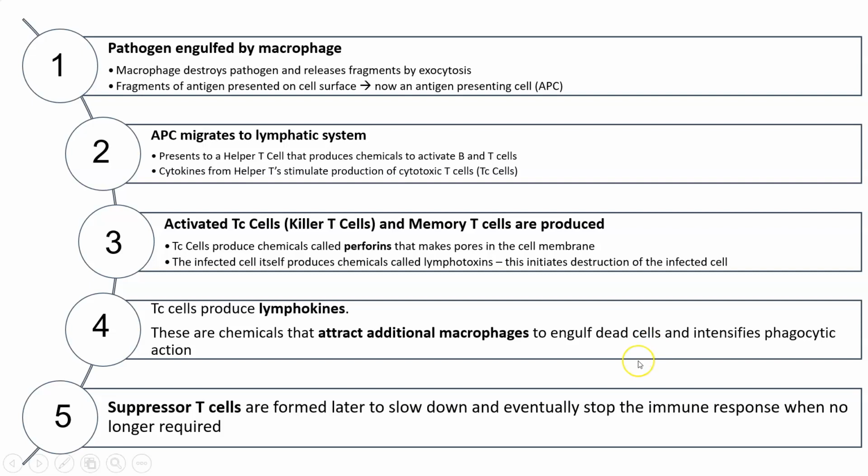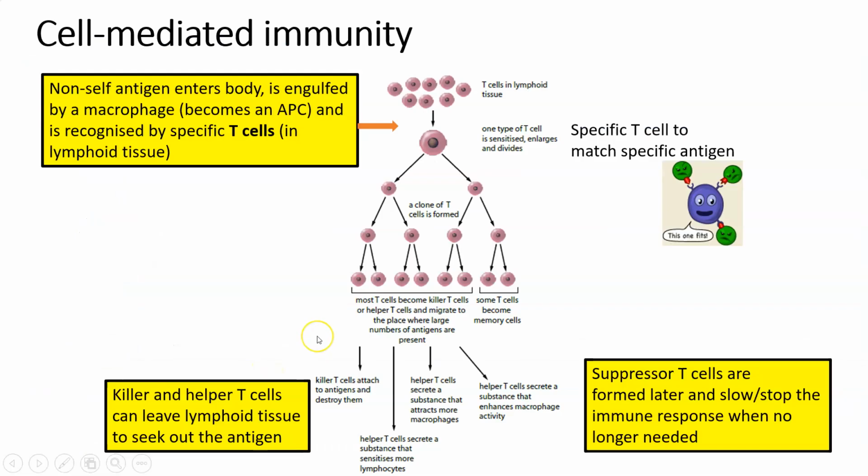Once that immune response has been carried out, so stages 1 to 4 outline that immune response, the next group of T cells come along, the suppressor T cells, and they will eventually slow down that reaction and stop it when there is no longer a need for cytotoxic T cells and the like. Okay, so this next slide, you have this picture in your textbook and you have it in your booklet as well. Again, just to reiterate what's happening in a slightly different form.